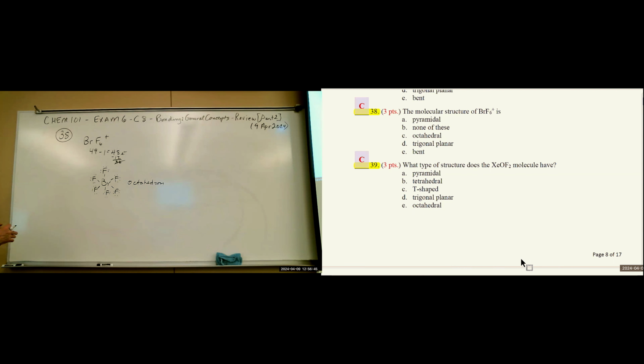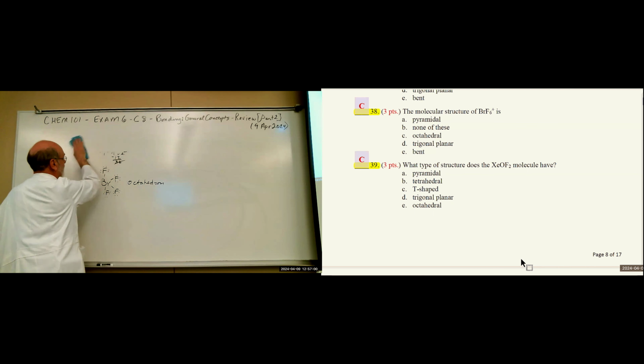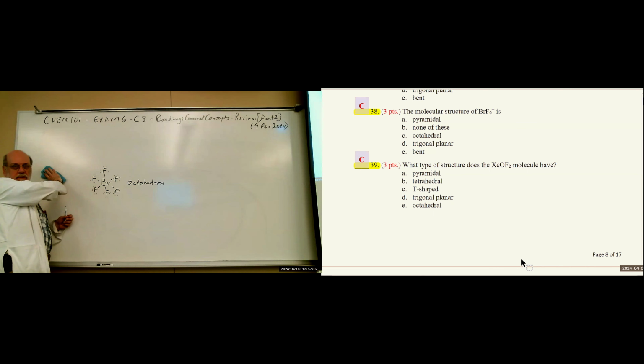Okay. We don't have any lone pairs to throw in there. So the electronic structure and the molecular structure are exactly the same for this one.